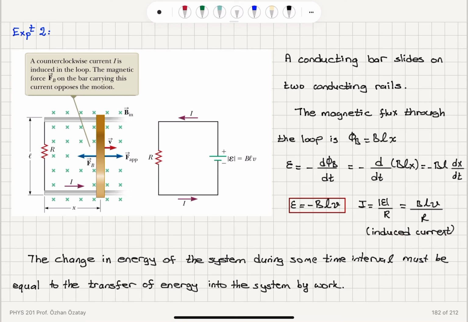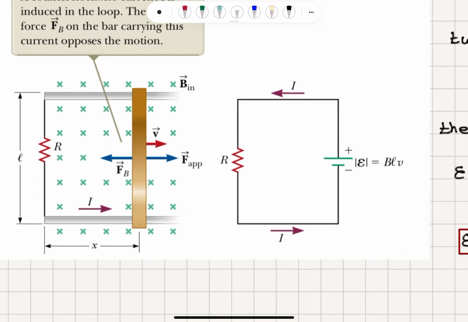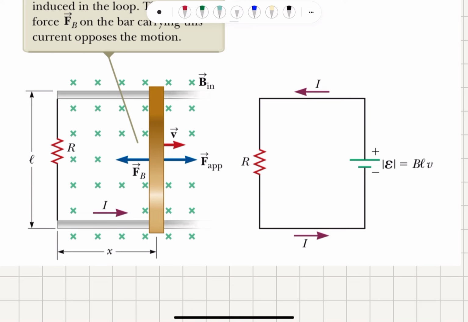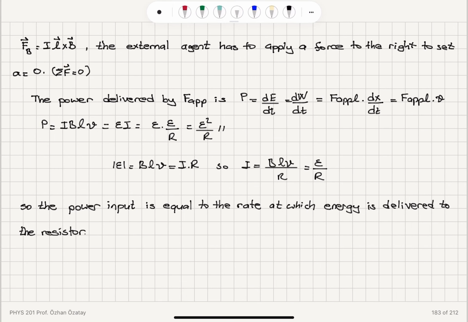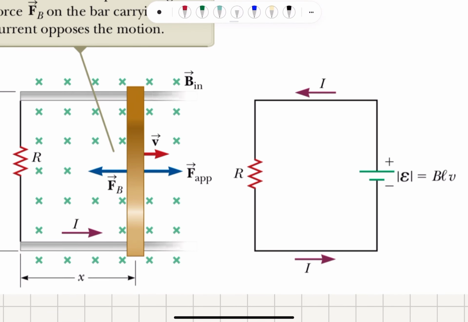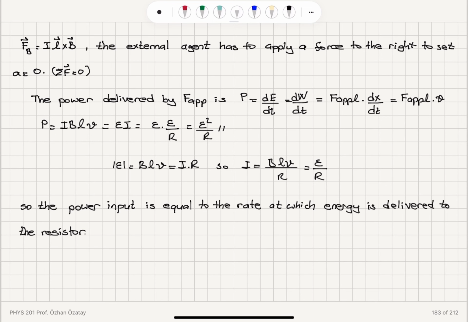Now, at the same time, the change in energy of the system during some time interval must be equal to the transfer of energy into the system by work. And what is the work here? Well, this is moving at constant velocity, which means the acceleration is zero. Therefore, there must be an externally applied force balancing this force IL cross B, which points to the left because the current is in this direction. L cross B into the page, the thumb points to the left for the right hand.